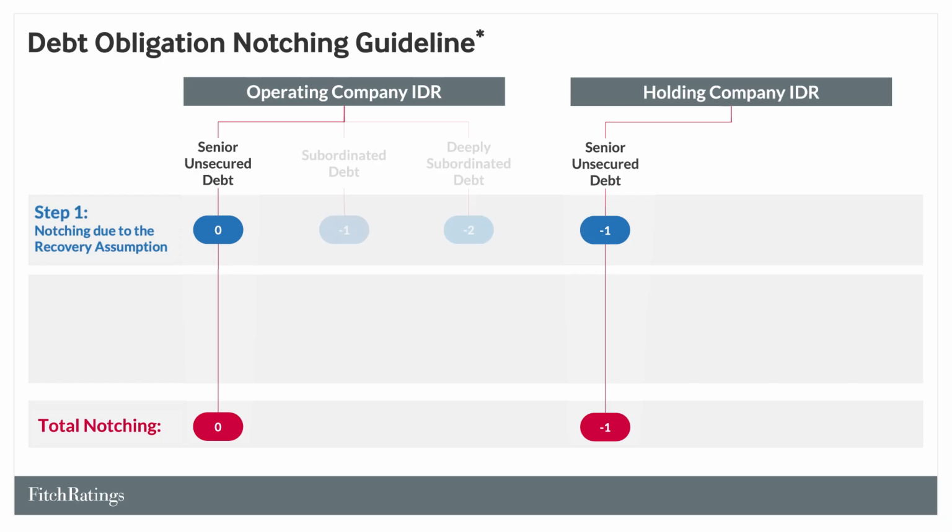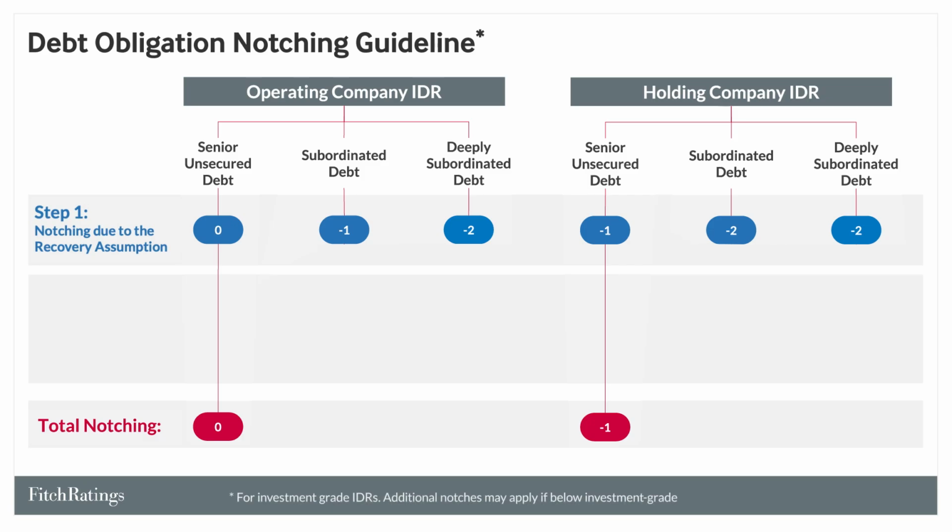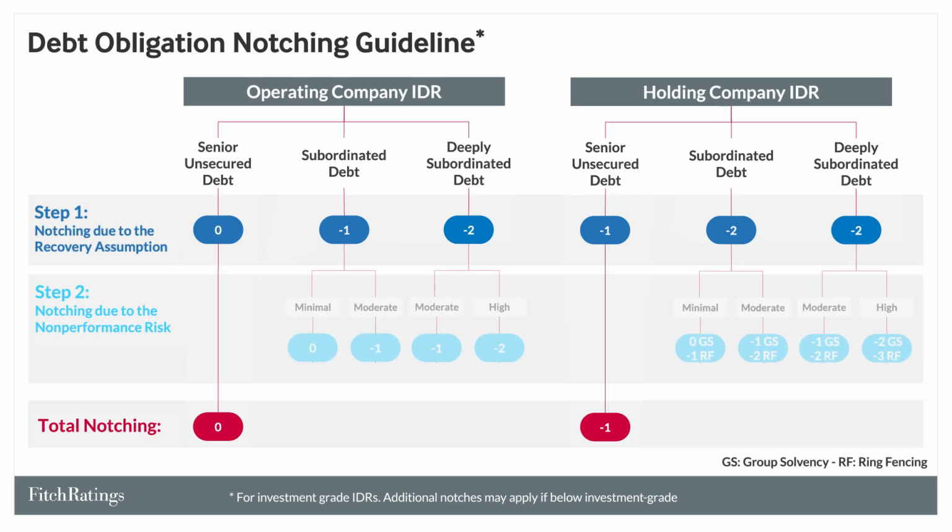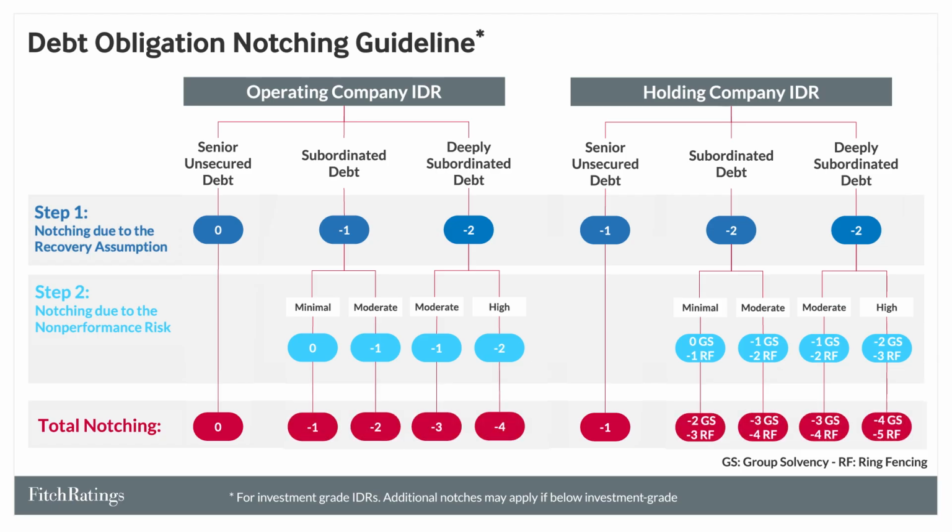For subordinated debt, recovery assumptions are generally weaker and additional notches may apply. Step 2. For subordinated or deeply subordinated debt ratings, notching is additionally influenced by the risk that the hybrid would become non-performing prior to default. Notches in Step 1 and Step 2 are added up to arrive at the final debt rating.